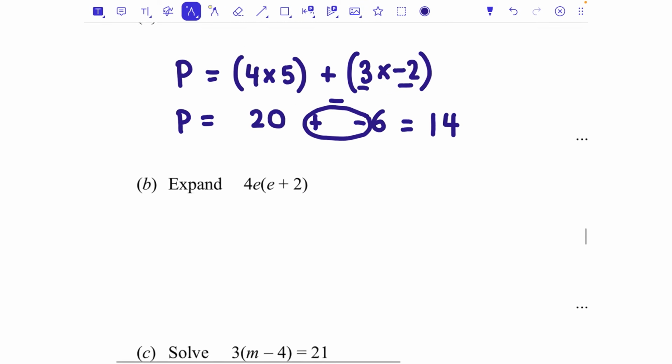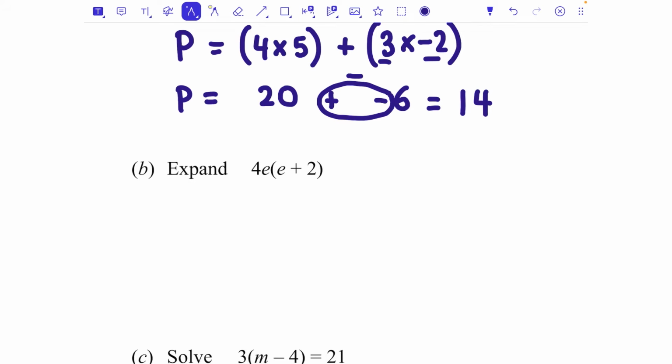Part B, expand. So when we expand the brackets, we're doing what's on the outside multiplied by the first thing, and what's on the outside multiplied by the second thing. So we are multiplying everything in the bracket by 4e. This means 4e lots of this bracket. So everything in the bracket needs to be times by 4e. 4e times e, this times this. When you times an e by another e, it becomes e squared. So that's 4e squared.